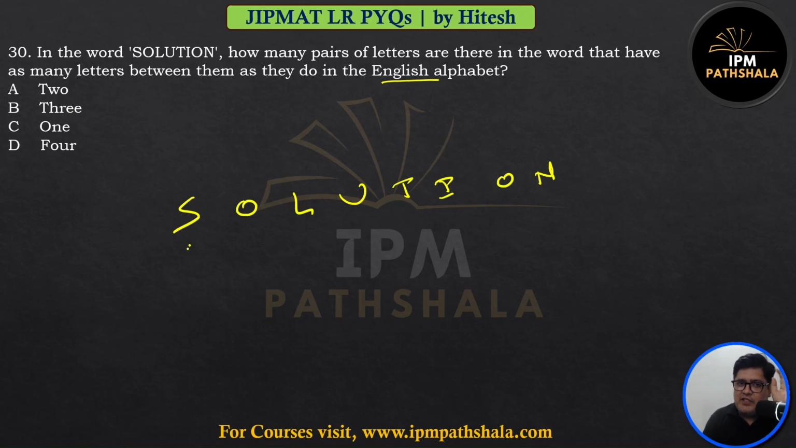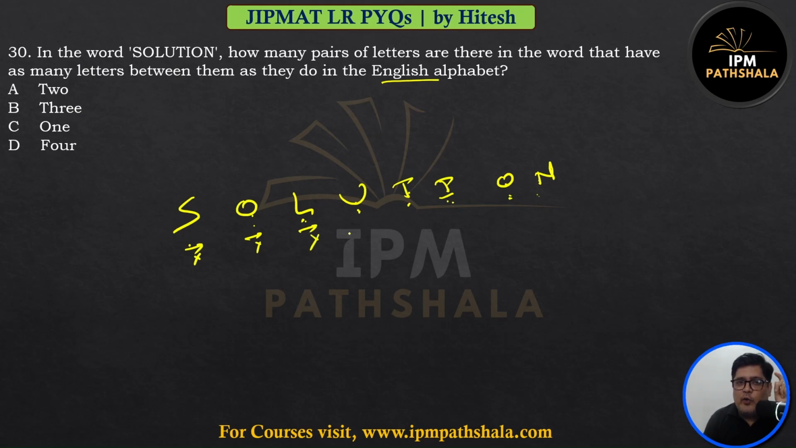You are standing at S. What comes after S? T. Is there a T? No. T, U, V, W, X, Y, Z. So going forward, there is no pair for S. What comes after O? O, P, Q, R, S, T, U. Anything going forward? No. What comes after L? L, M, N, O, P, Q.